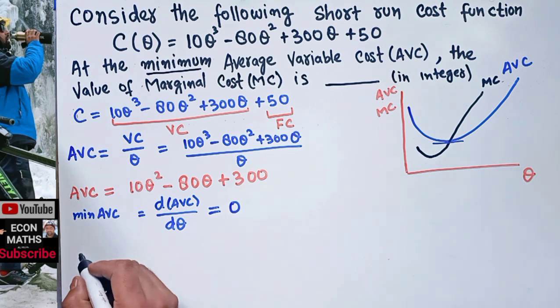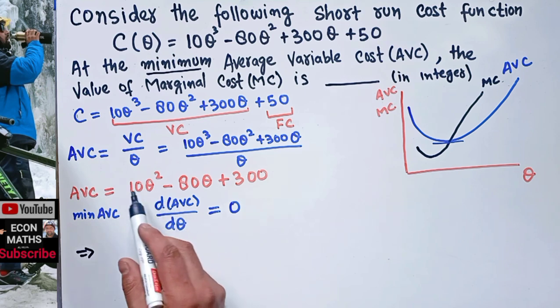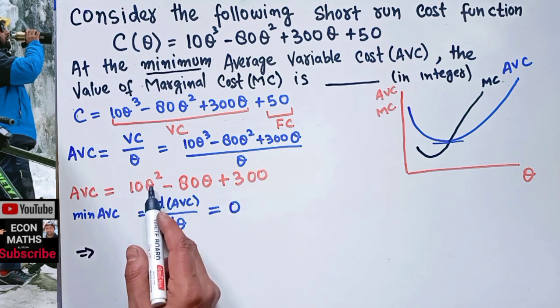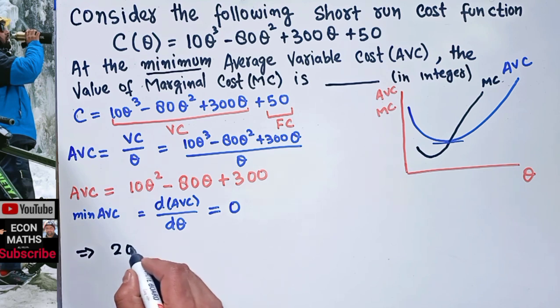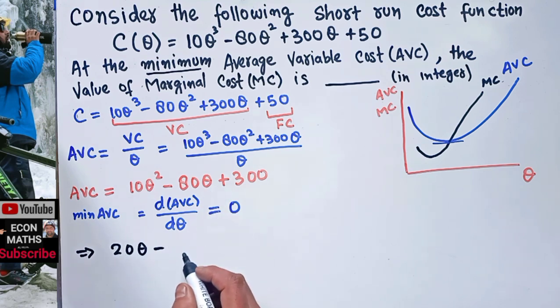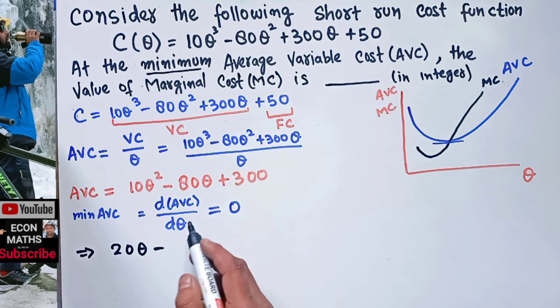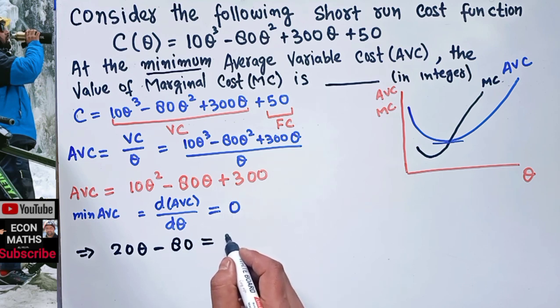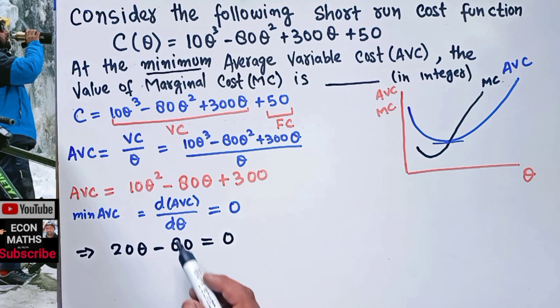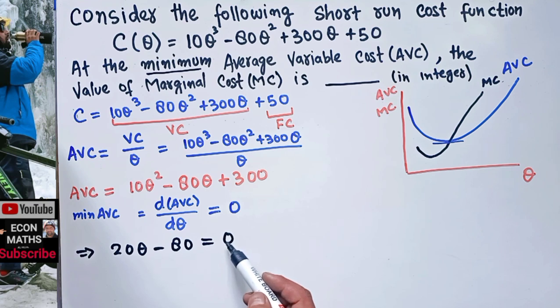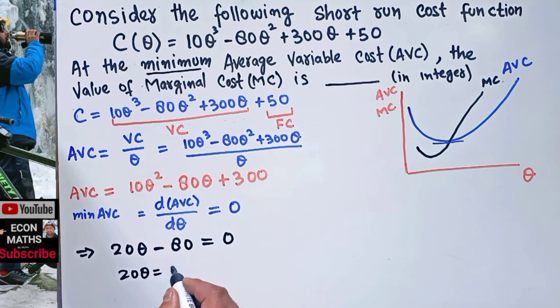Taking the derivative of this function with respect to output, the derivative of q square is 2q, so we will get 20q, minus, the derivative of q is 1, so we will be left with 80. The derivative of a constant is obviously 0, so we set it equal to 0. This denotes the derivative of average variable cost with respect to output, and we set it equal to 0 to get the minimum point of AVC. So 20q is equal to 80, which implies q is equal to 80 divided by 20, which is equal to 4.